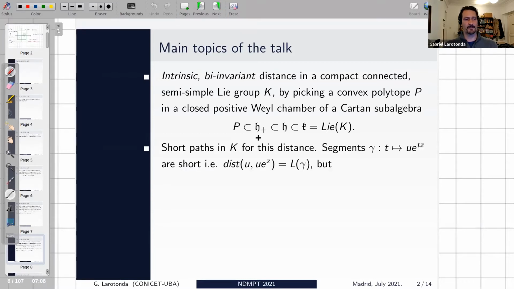And the first answer, which is rather classic in some settings, a theorem or result, is that if you pick a one-parameter group, like this one, which is the analog of the segment in our Lie group, you recognize the analogy, then these ones are short. These ones are of length equal to the distance among the endpoints. And this is true for any B-invariant distance.